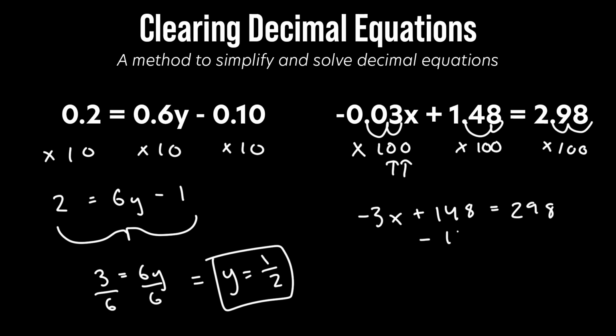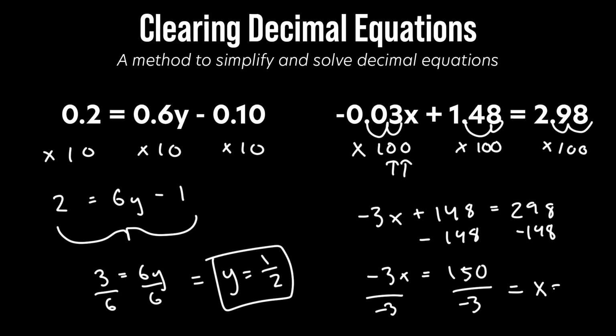If we subtract 148 from both sides, you'd get negative 3x is equal to 150. Dividing both sides by negative 3, you'd get a final answer of x is equal to negative 50. And that's your final answer. So clearing decimals is a very simple concept, but it can be very effective.